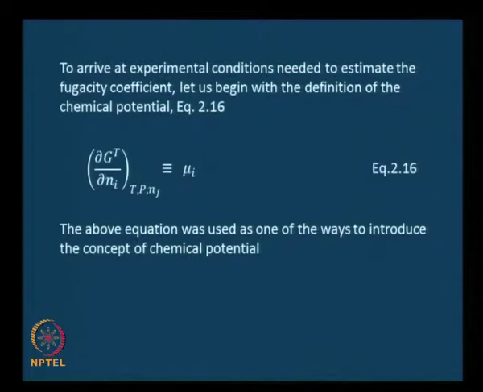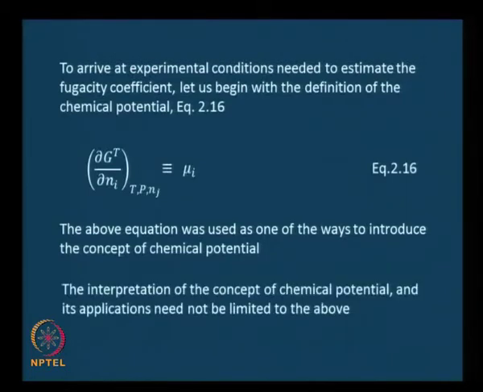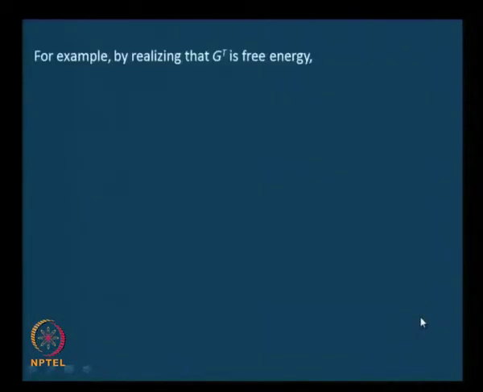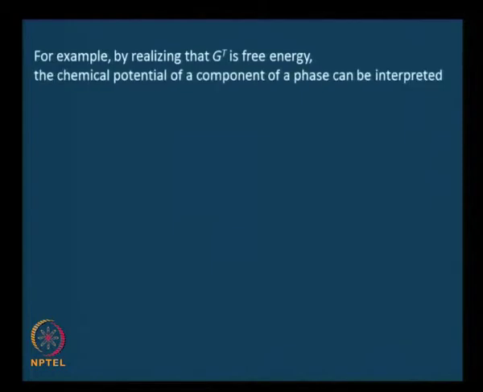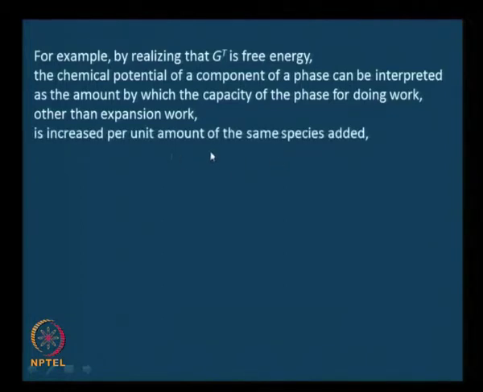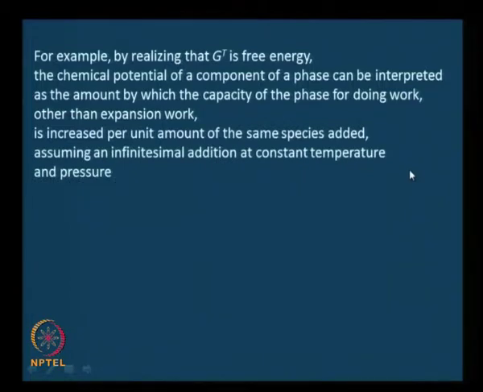Again, to emphasize, this was only one of the ways that we used to introduce the concept of chemical potential in the way we had organized our material. The chemical potential itself is a very powerful concept, and the interpretation of the concept of the chemical potential and its applications are definitely not limited to the definition or the first level interpretation that one gets from this definition. For example, by realizing that Gt is the total free energy of the closed system, the chemical potential of a component of a phase can be interpreted also as the amount by which the capacity of the phase for doing work other than expansion work is increased per unit amount of the same species added, assuming an infinitesimal addition at constant temperature and pressure.